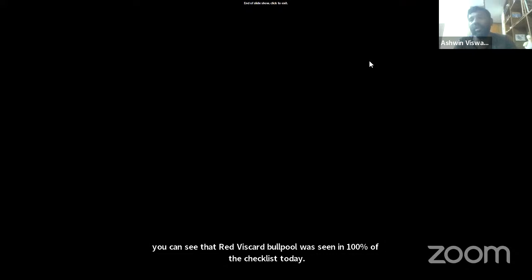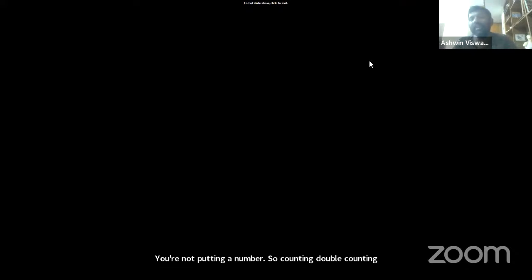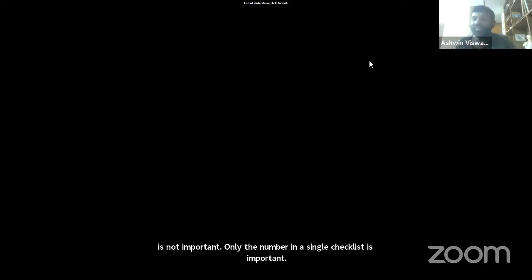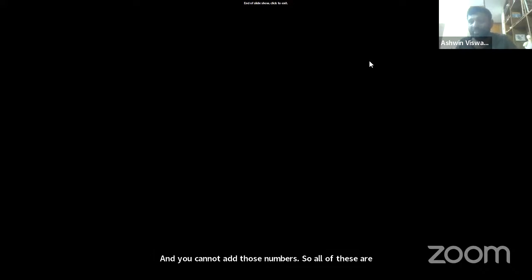So double counting is not important. Only the number in a single checklist is important, and you cannot add those numbers. So all of these are very important things to remember while analyzing the data. If you are actually going to be counting all of these as different individuals, that is not correct. So here your understanding of the data becomes very important.